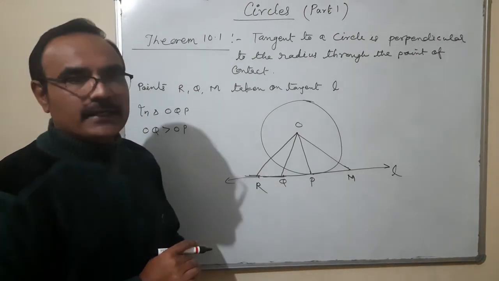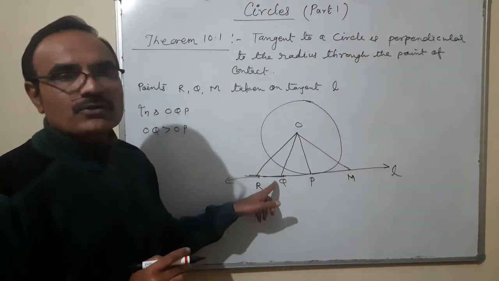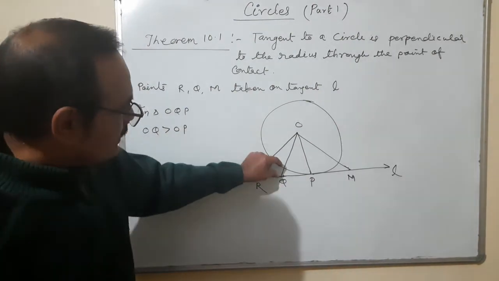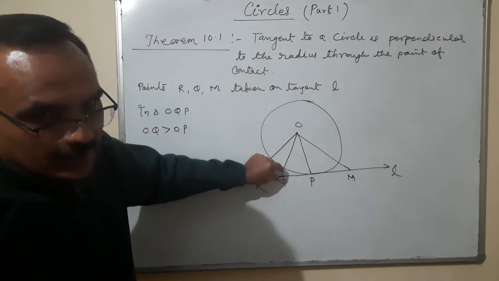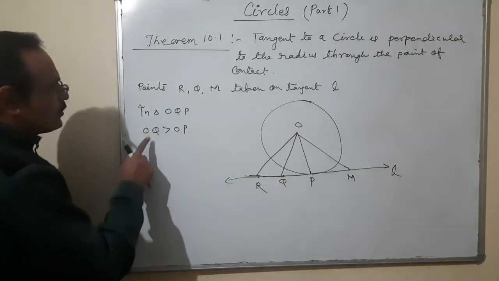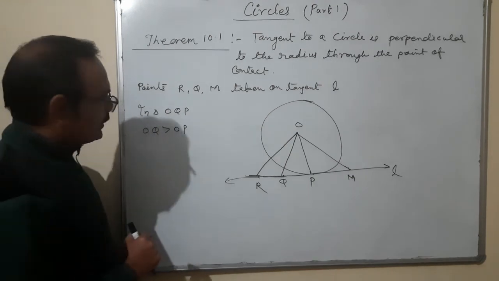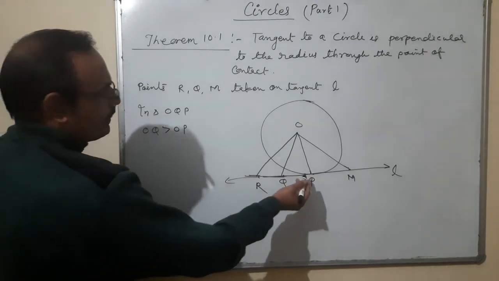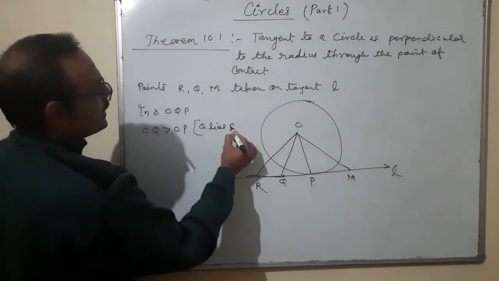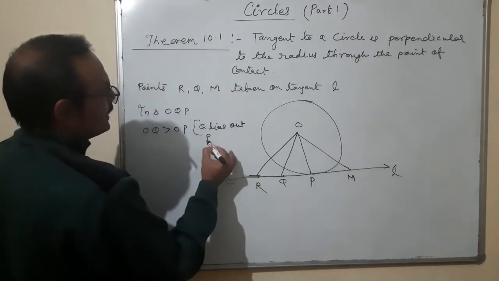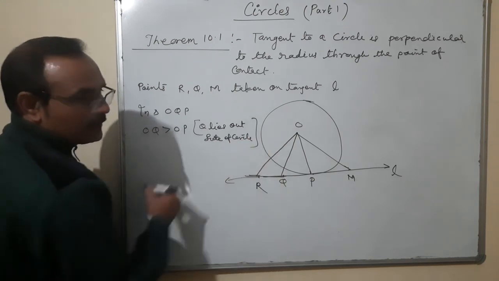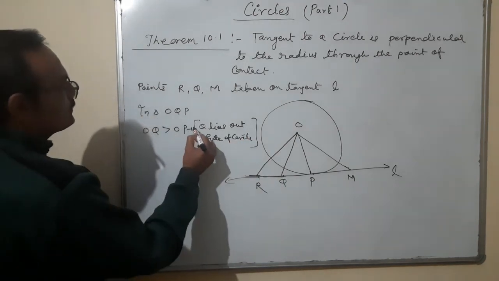Why is it more than the radius? Because this point Q lies outside of the circumference of the circle. So definitely this portion is more than the radius of the circle. So obviously OQ is greater than OP. Reason? Because Q lies outside of the circle. Is it okay? This is equation number 1.